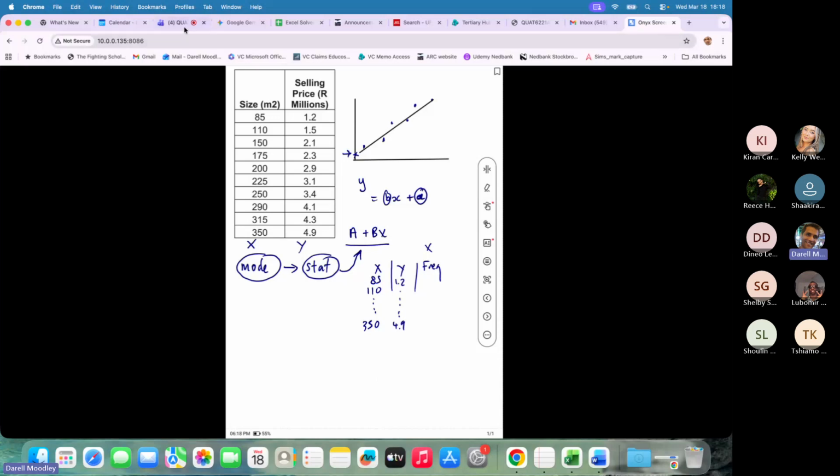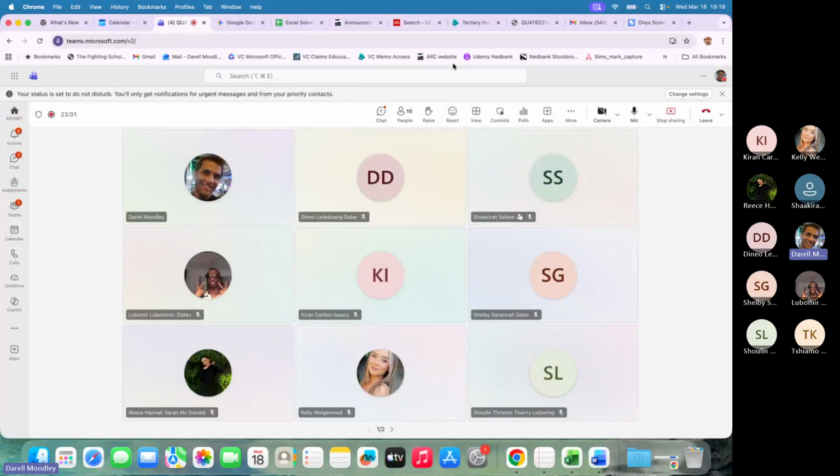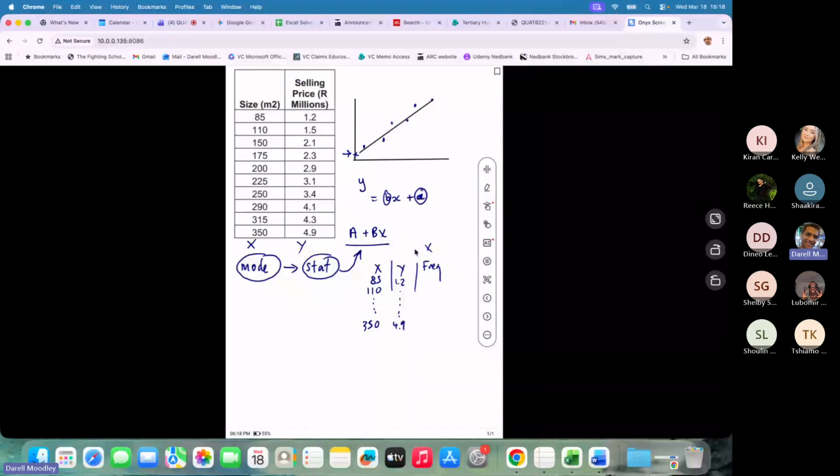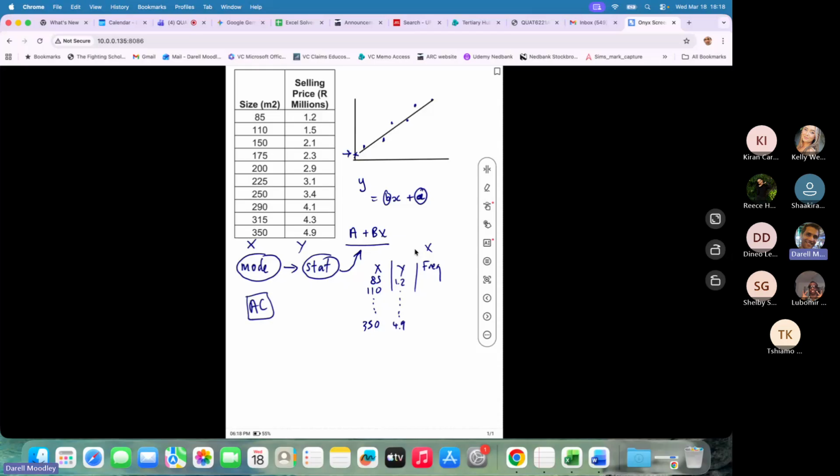Okay, let's check if there are any questions. I'm hoping everyone captured the data. Once you've captured all of it, you can press AC on your calculator. Now what we're going to do is get the gradient first. We're going to get the value B first. What is that value? It is the slope. And how do we get that?